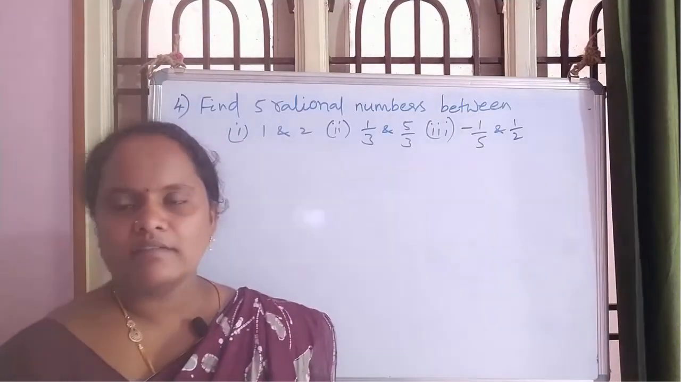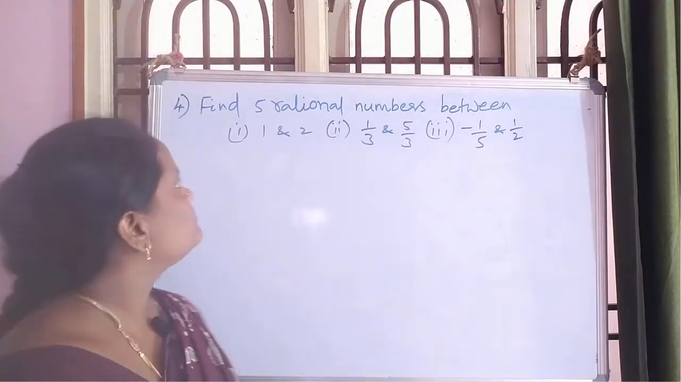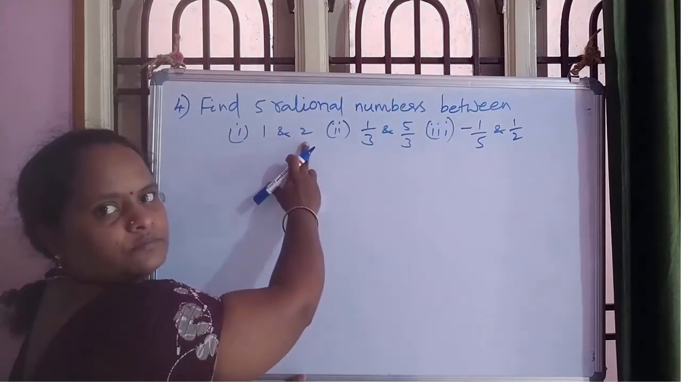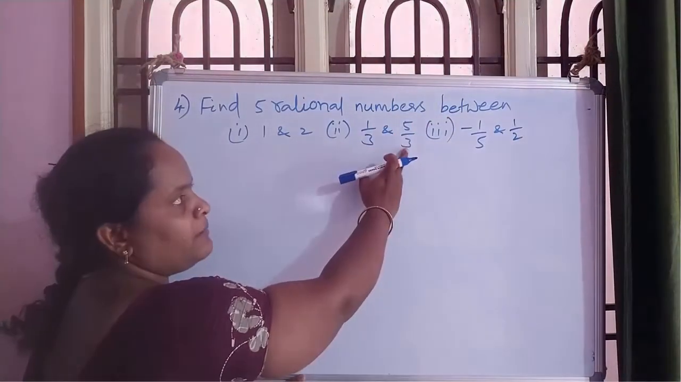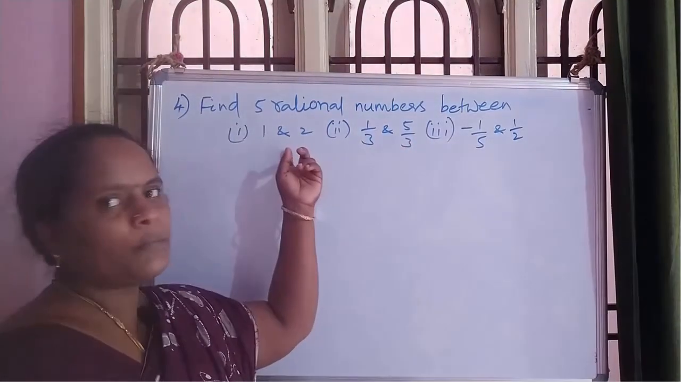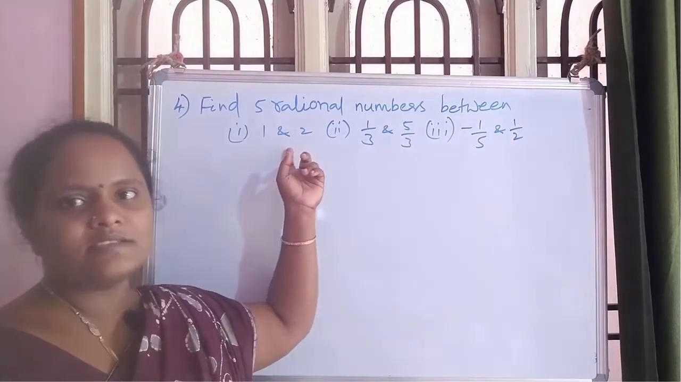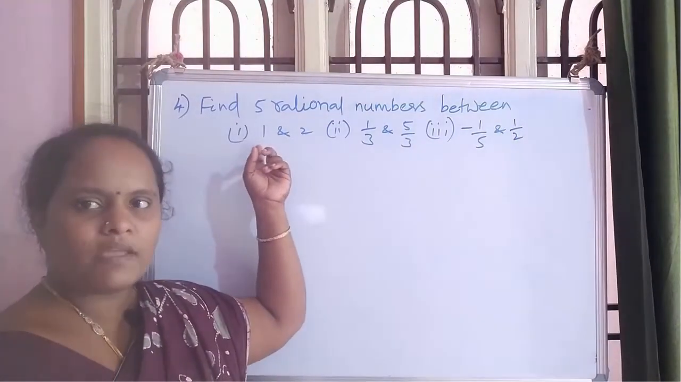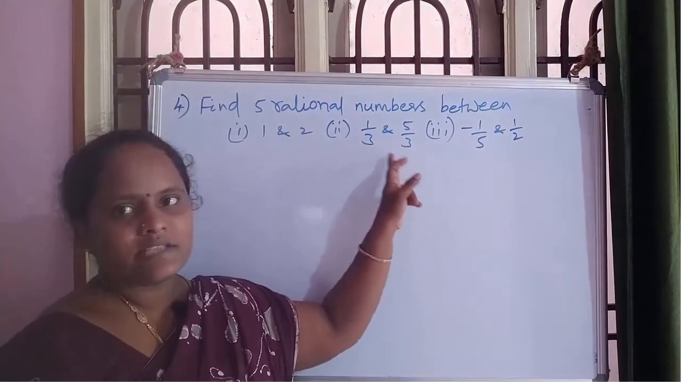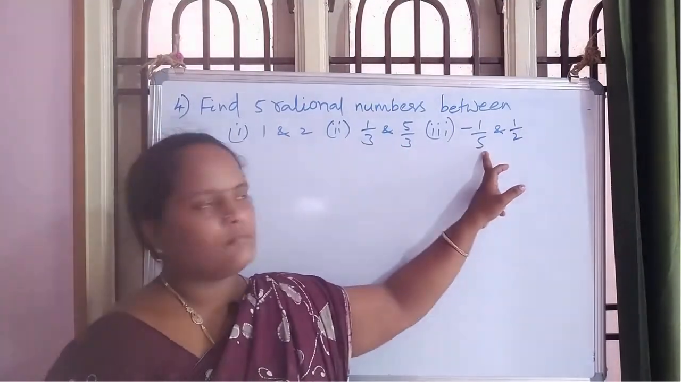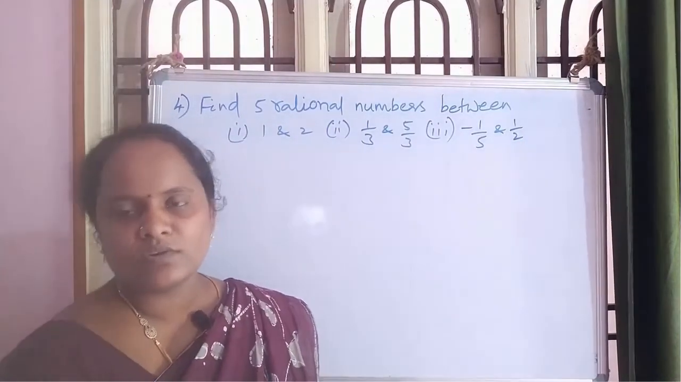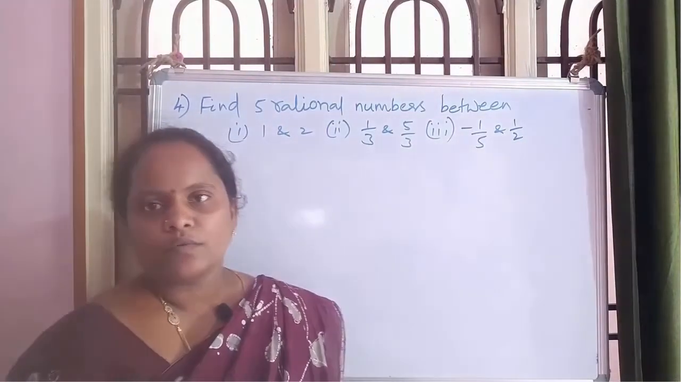So children, I have given a question here. Find 5 rational numbers between 1 and 2, 1 by 3 and 5 by 3, and minus 1 by 5 and 1 by 2. When there is no denominator, 1 is the denominator. 1 can be written as 1 by 1, 2 can be written as 2 by 1. 1 by 3 and 5 by 3 have the same denominator. Minus 1 by 5 and 1 by 2 have different denominators. These are the 3 types of questions you will get in the textbook.